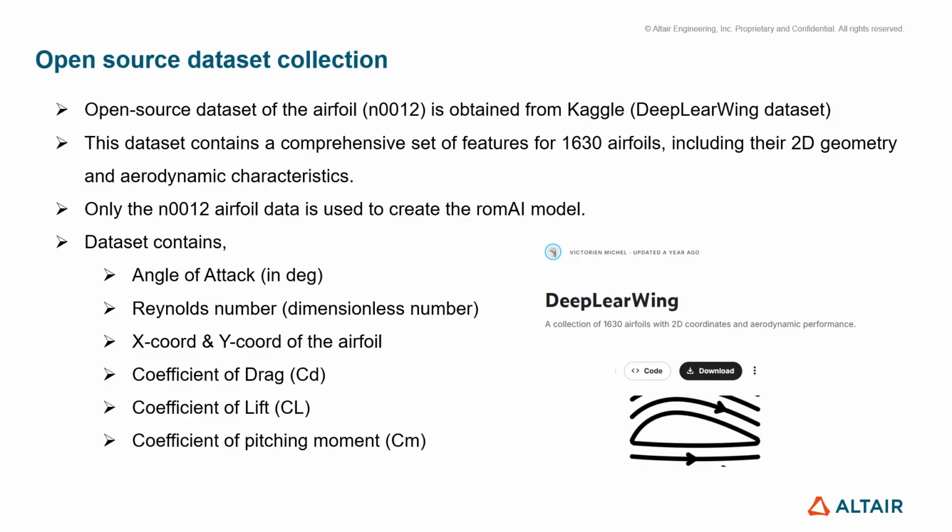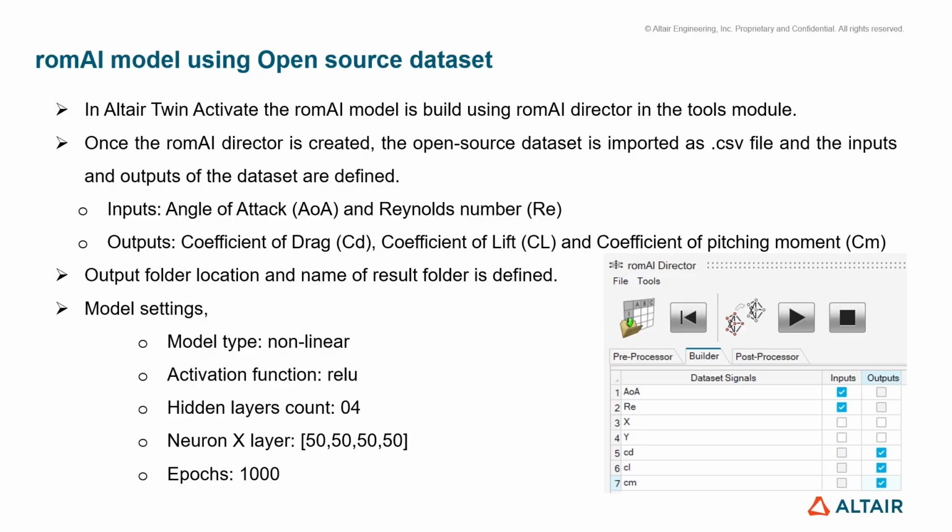First, the open source dataset collection. To start, I decided to build a proof of concept model. I found a great open source dataset on Kaggle called Deep Layer Wing for the NACA 0012 airfoil. This dataset had everything I needed to get started: angle of attack, Reynolds number, and the resulting coefficient of lift, drag, and pitching moment.